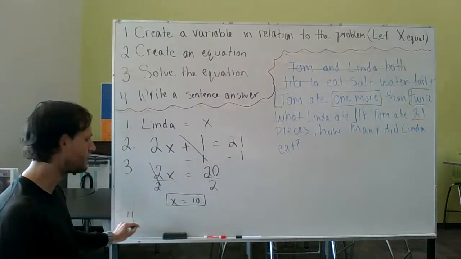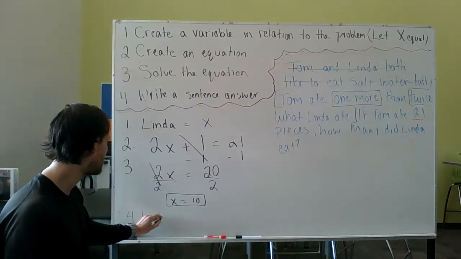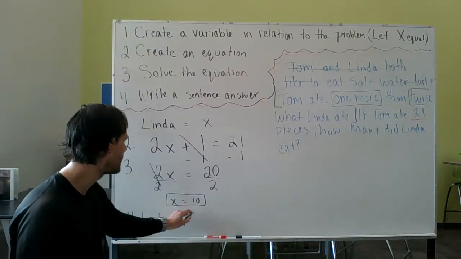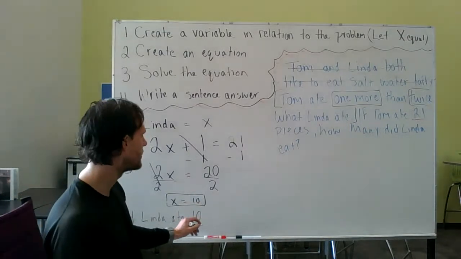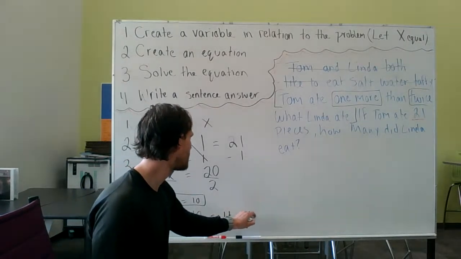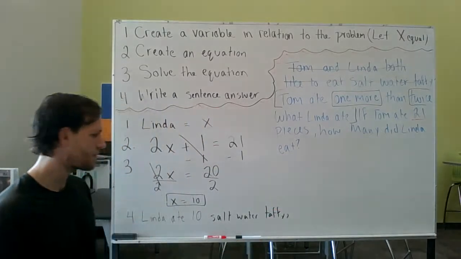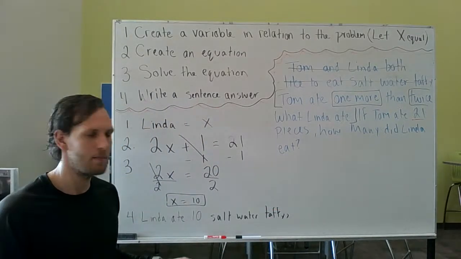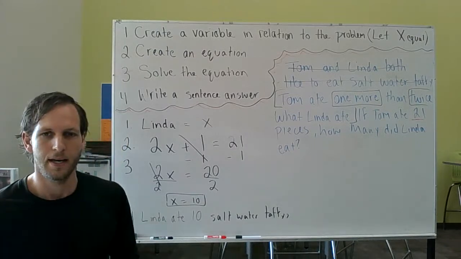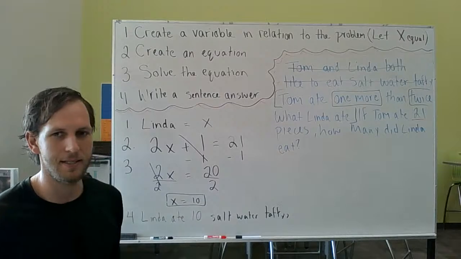For step 4, I would just say Linda ate 10 saltwater taffies. And that would be a great solution. As you can see, it's a little bit tricky to come up with the equation, but that's something we need to practice.